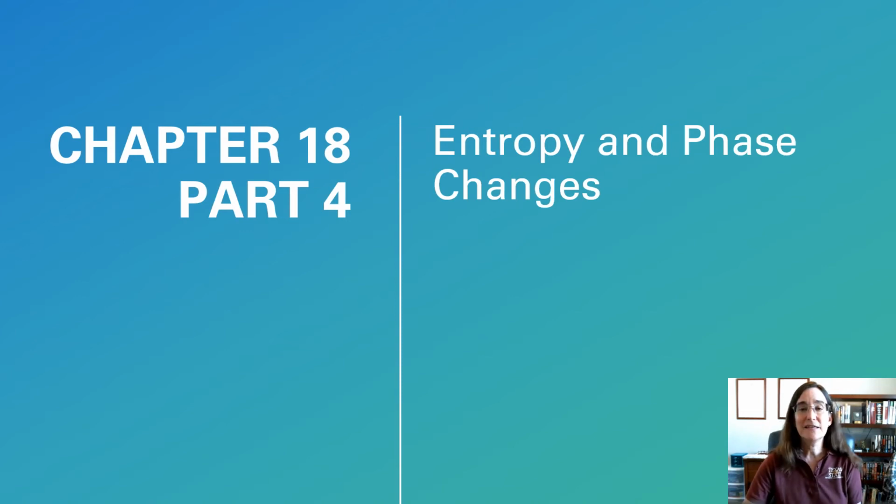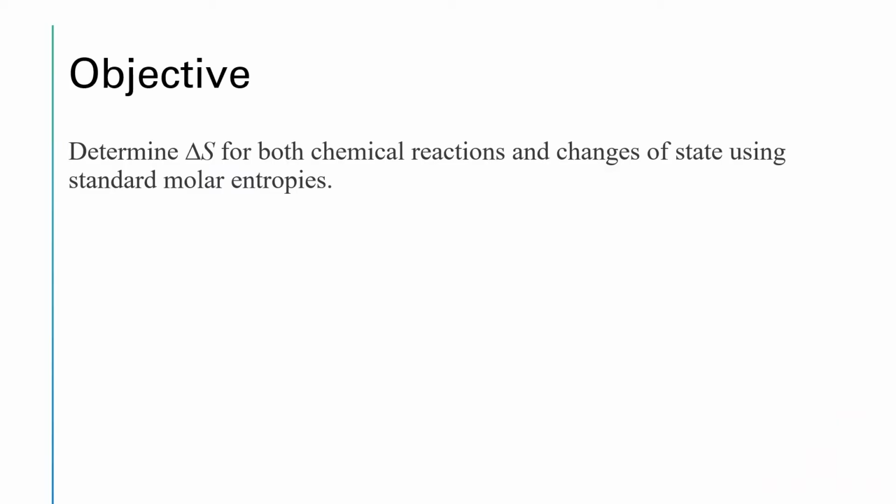Hi, Bobcats. In this section, we're going to take a look at putting numbers to the entropy change for those phase changes we looked at in the last video. So our objective is to determine delta S for these changes of state.